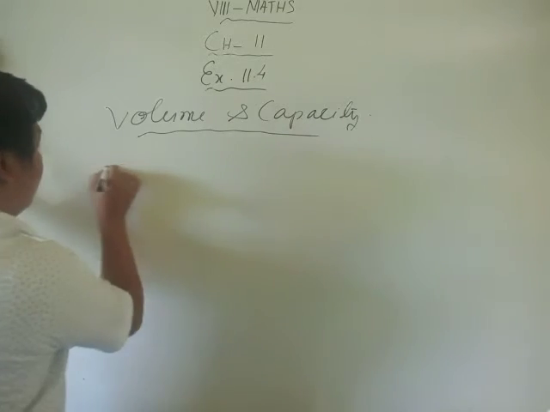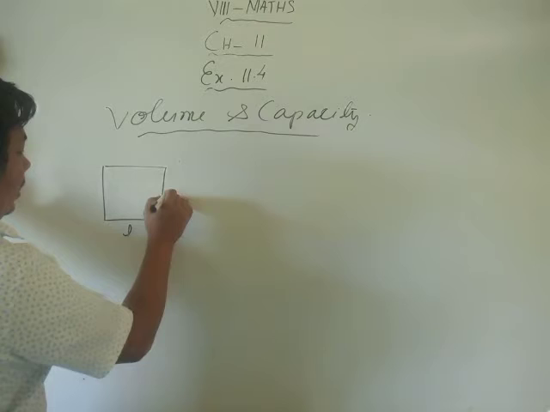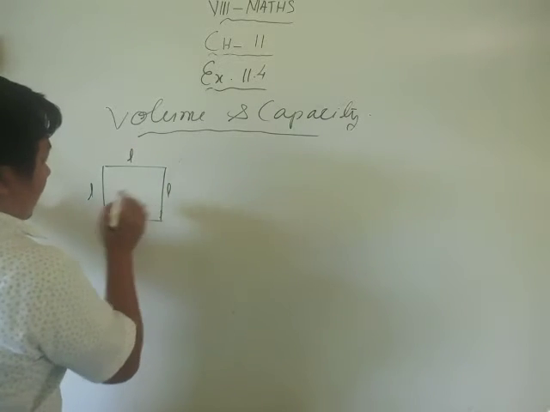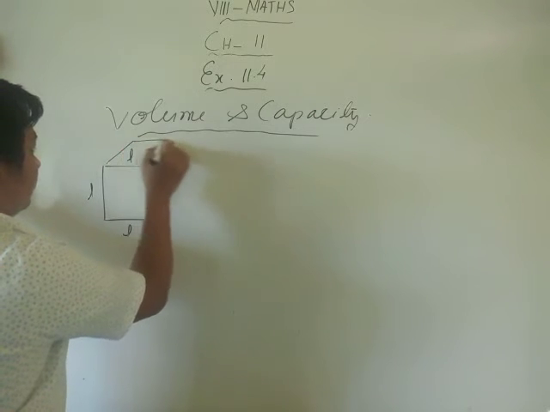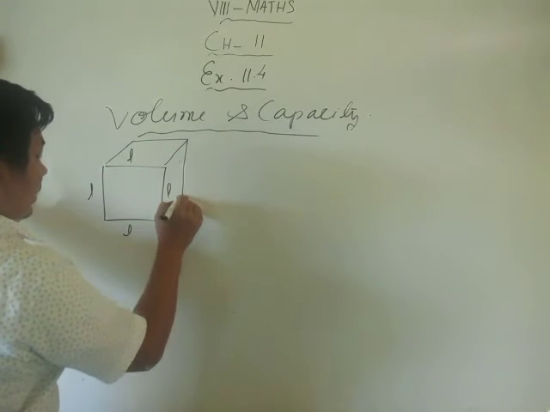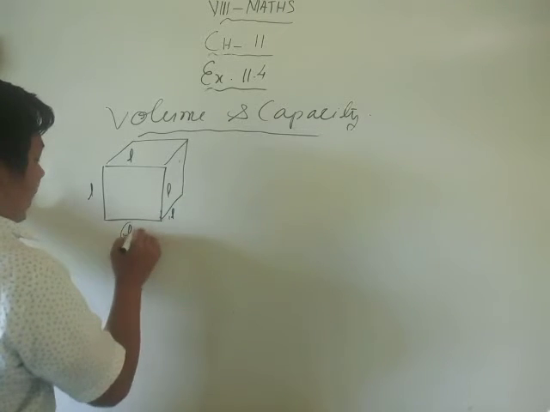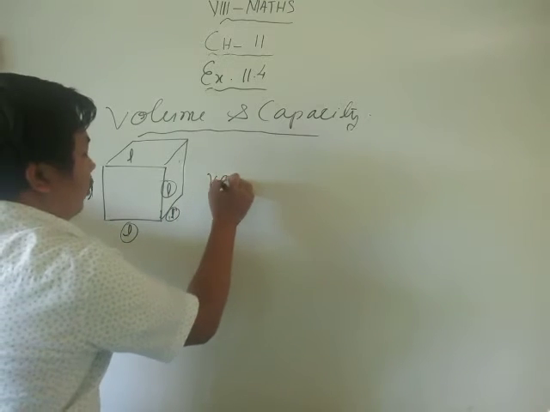Volume of the cube. Here will be L, here will be L, here will be L, isn't it? Yes or no? Yes. So what happens if this increases its height like this cube? So this also will be L. So this is length, breadth, height, isn't it?